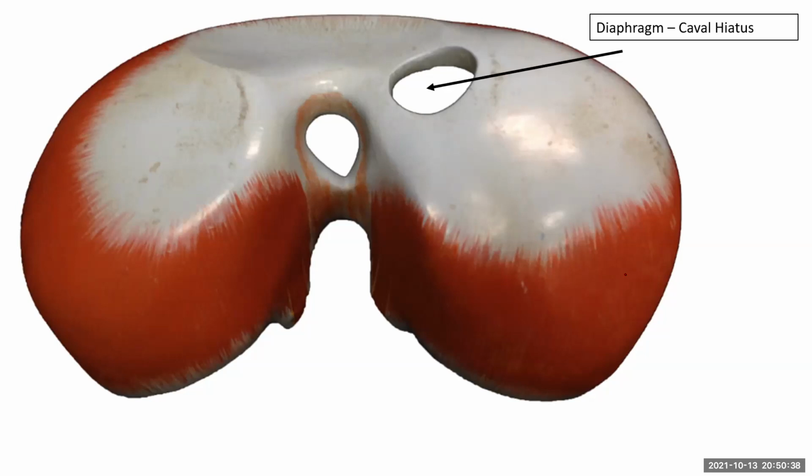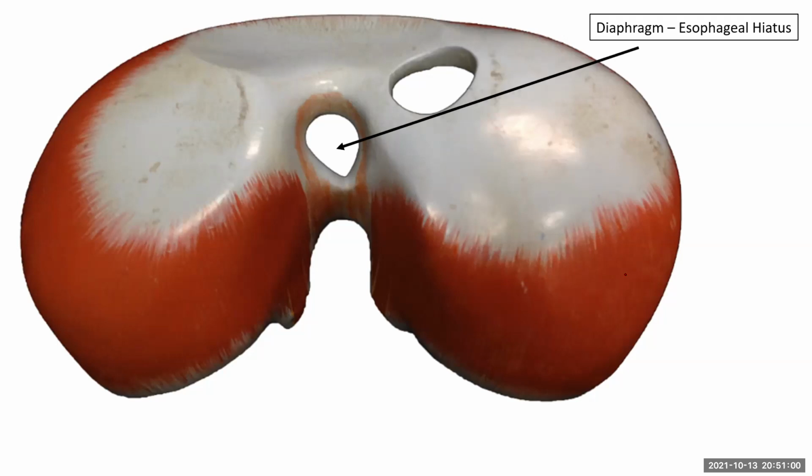Right next to it, more midline, is the esophageal hiatus. You can probably figure out what moves through that. The esophagus, when it's descending down from your mouth towards the stomach, because the stomach sits inferior or below the diaphragm, right? The esophageal hiatus allows the esophagus to punch through and go into the stomach.